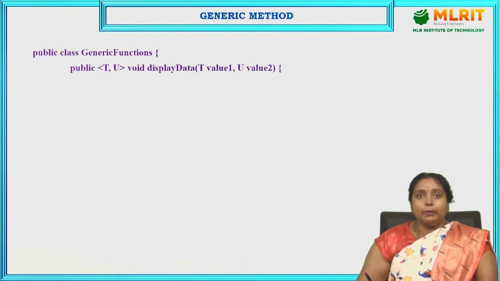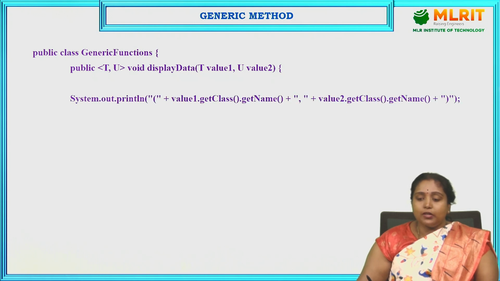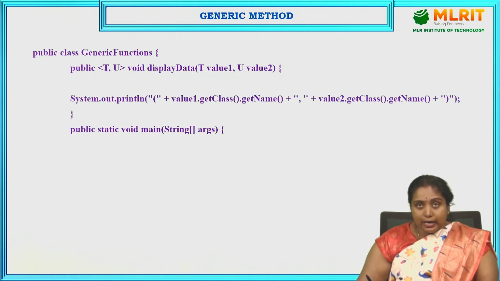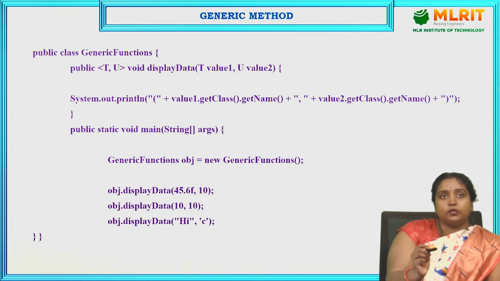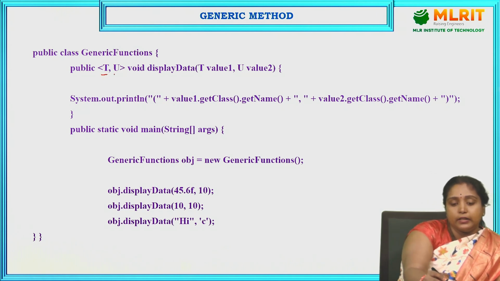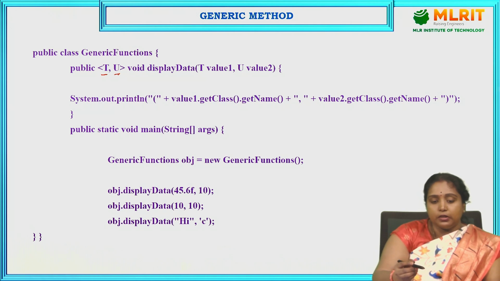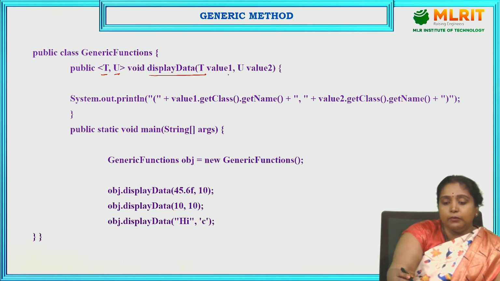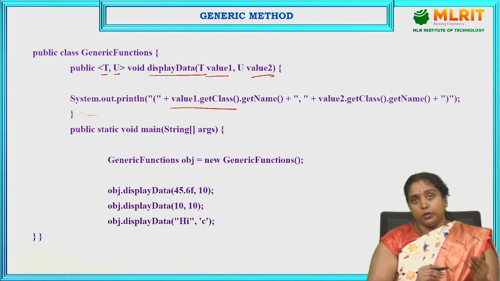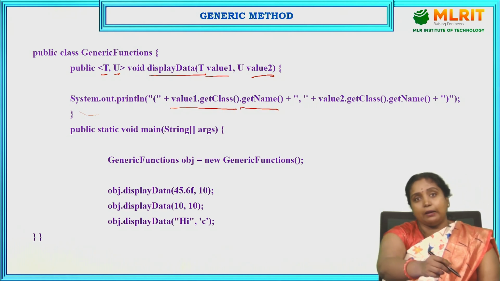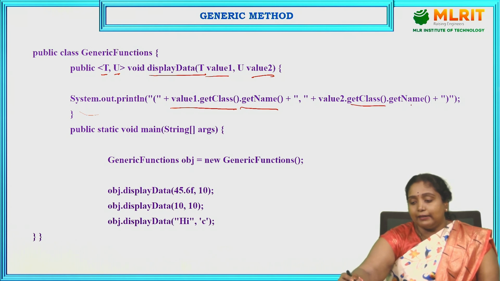This is an example program for the generic method. I just want to display the data, what type of data it is, and what the value of the data is. Here it's a generic method, where T is the type of data and U is another value. Display data is my method name, which takes two values, one of type T and the second of type U. I am printing the value, getClass, which class it belongs to, and the second value with getClass too.